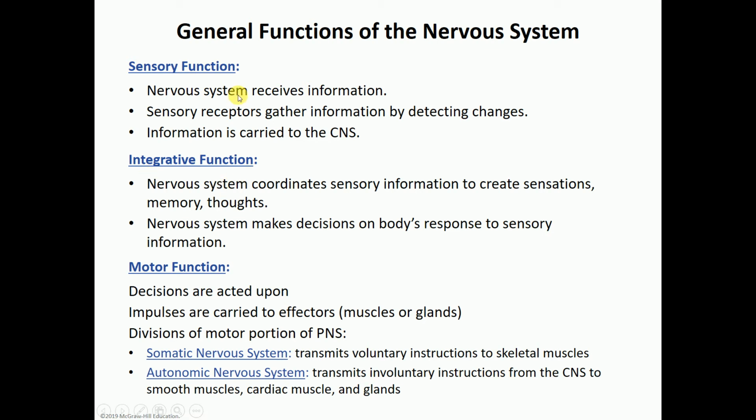Now, connecting your sensory to motor neurons are these integrative neurons. They perform the integrative function of the nervous system, where there has to be communication between the sensory stimuli that I'm getting from the outside world and what I am going to do about them. So integrative neurons connect the sensory and motor together. Okay, so the nervous system coordinates sensory information to create these different senses that we feel, memories and thoughts. The nervous system makes decisions on the body's responses to your sensory information. So again, integrative is literally telling you that it integrates sensory and motor together.